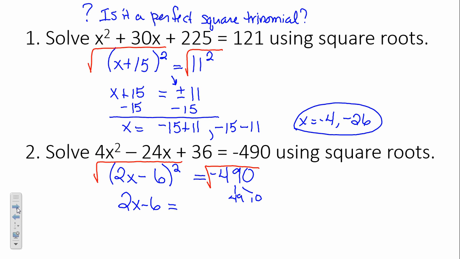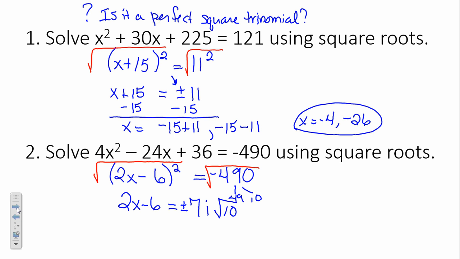What comes out? The 7. What stays in? The 10. And what else has to come out? The i. And then what am I not supposed to forget? Plus or minus. It's messy. That's Algebra 2. Algebra 2 is messier. We don't get as nice of neat numbers. We get some messy things. That's okay. Okay? Almost there.